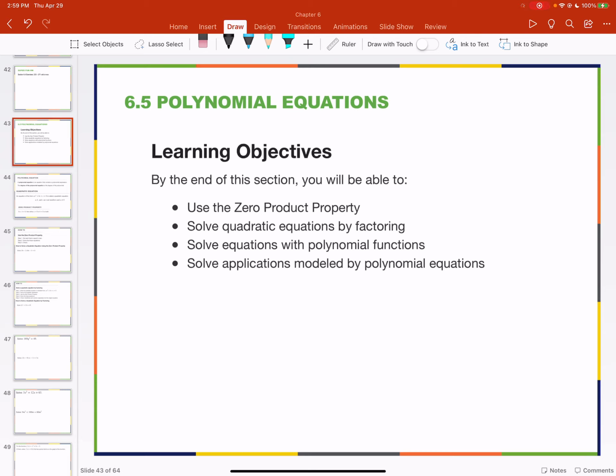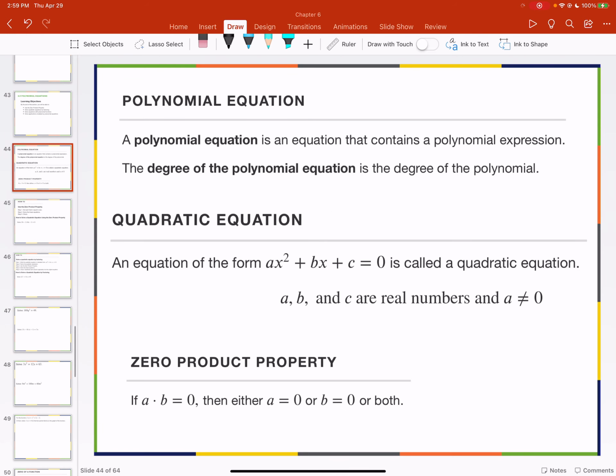Hi everyone, welcome to section 6.5 where we're talking about polynomial equations. The goal of this section is we're going to use the zero product property. We're going to solve quadratic equations by factoring. We're going to solve equations with polynomial functions and possibly some applications. Okay, so let's get started.